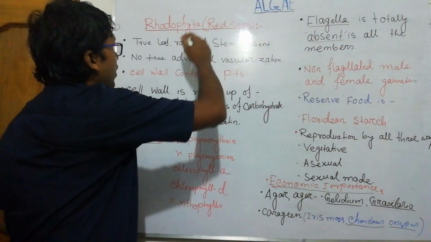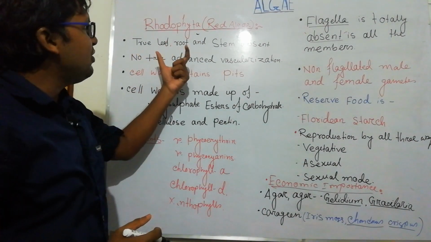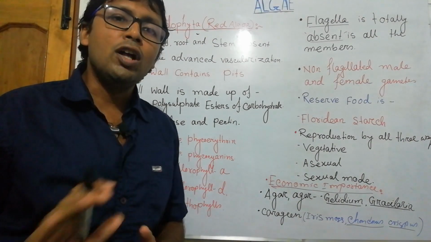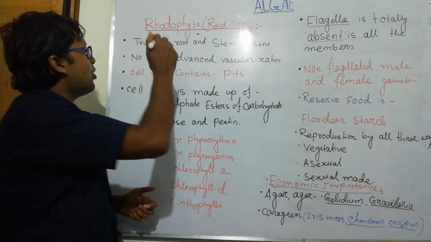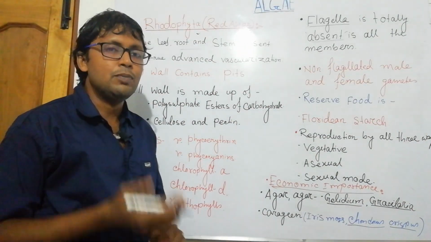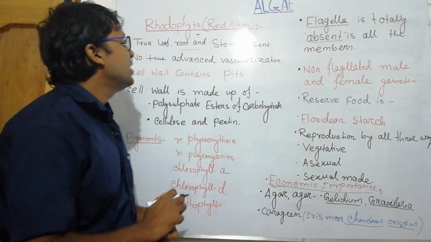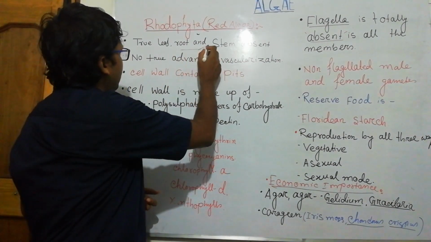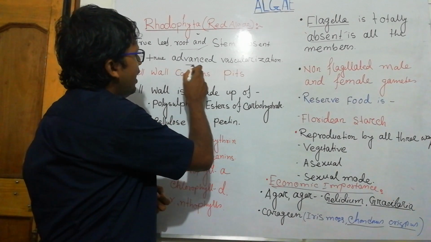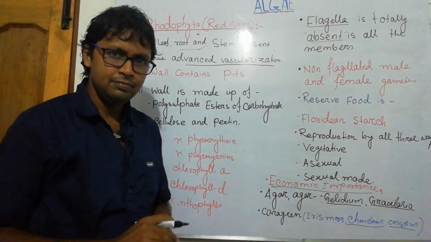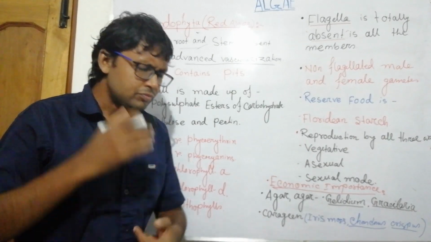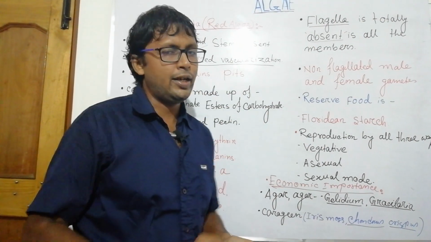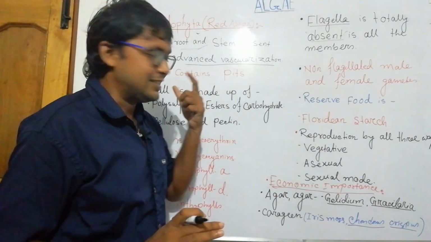What are actually the Rhodophyta traits? First, true leaf, root and stem are totally absent, as this is a trait of all the thallophytes. So it is the most important trait. No root, shoot or leaf is present, but a root, shoot or leaf-like structure is there, and a holdfast is there. No true advanced vascularization is there. No vascularization, that is, xylem and phloem are totally absent in the stem or root-like structures.